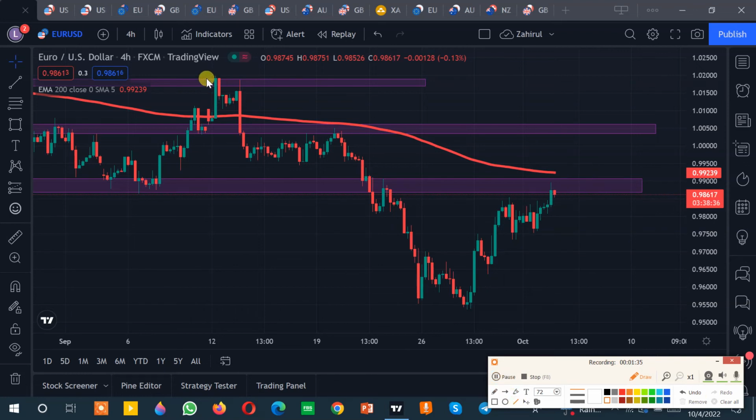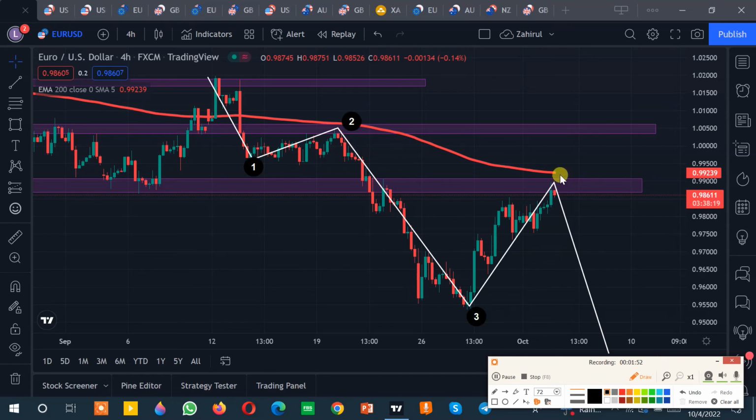As well, we can consider Elliott theory, waves 1, 2, 3, 4 and 5 here. One, 2, 3, 4, 5. So from here we can place a sell stop.